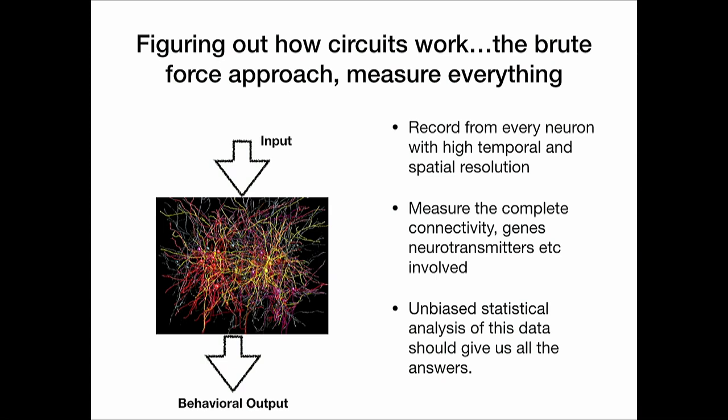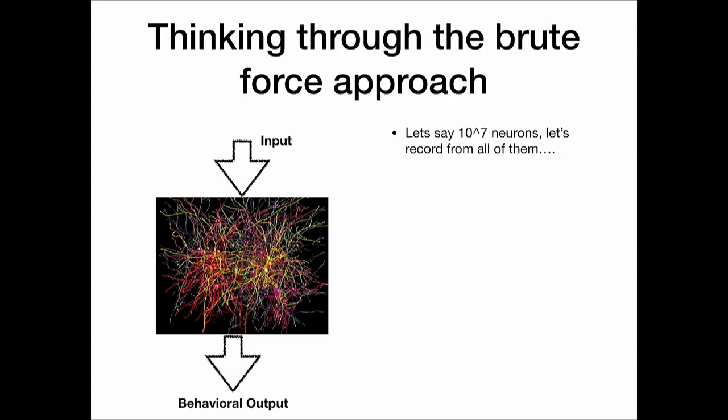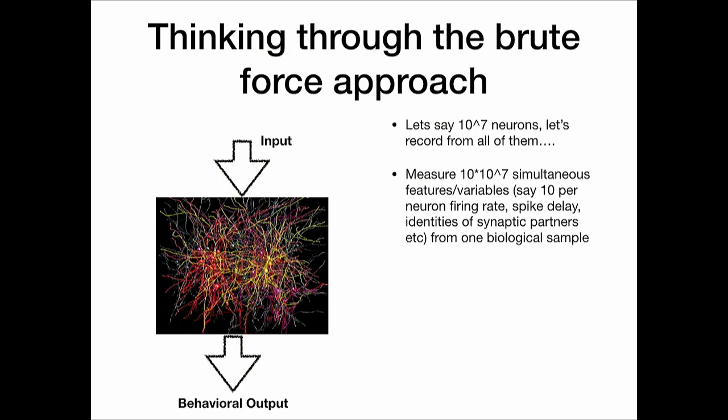And I think some of the talks earlier in the session, where we had all these search trajectories, the same sorts of high dimensional problems come in, and the problems are fun but exceptionally difficult. So let's say there are 10 to the 7 neurons. I have all the data from all of them. Let's say that I have measured 10 features per neuron. So I've measured spike delay, spike rate, some connectivity, some things. Let's say 10 features. So I have 10 times 10 to the 7 simultaneous measurements from the system. That's 10 to the 8 measurements.